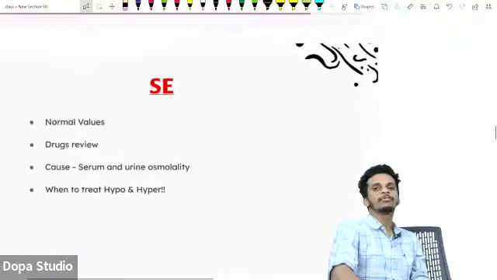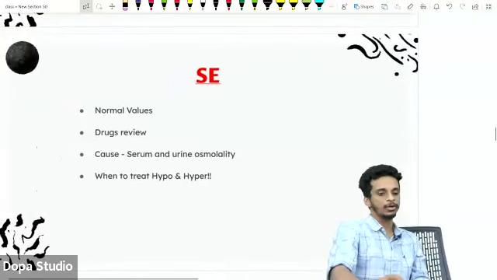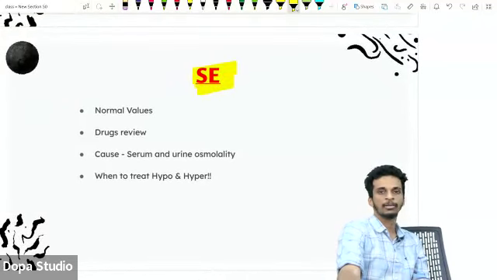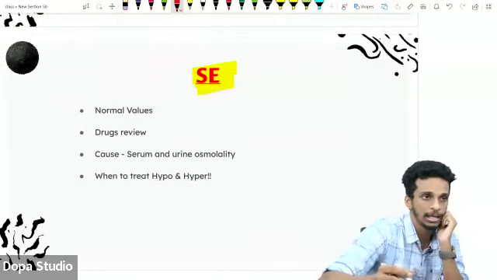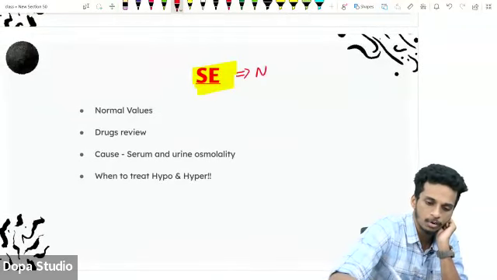Now let's come on to one of the most important topics, that is serum electrolytes. Serum electrolytes, I have told you, are many, but usually what we focus on is one, sodium, and second, potassium.